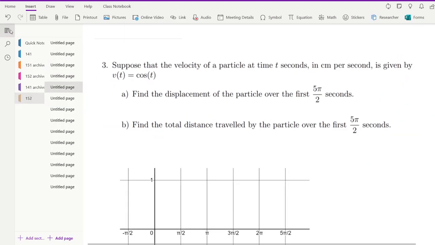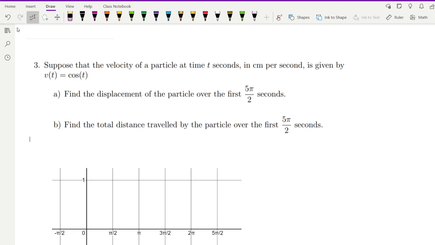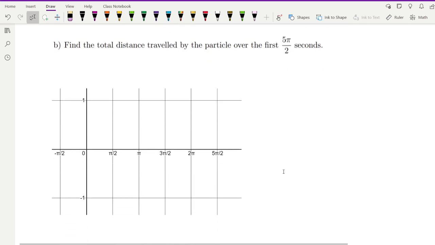So next up we have number 3. This is asking us to find the total distance traveled as well as the displacement of a particle. I want to start by reminding you about the difference between total distance traveled versus displacement. The analogy that I like to give is, let's say that I am walking in a straight line, and first I walk in the forward direction 5 feet. Then I turn around and I walk the opposite direction 3 feet.